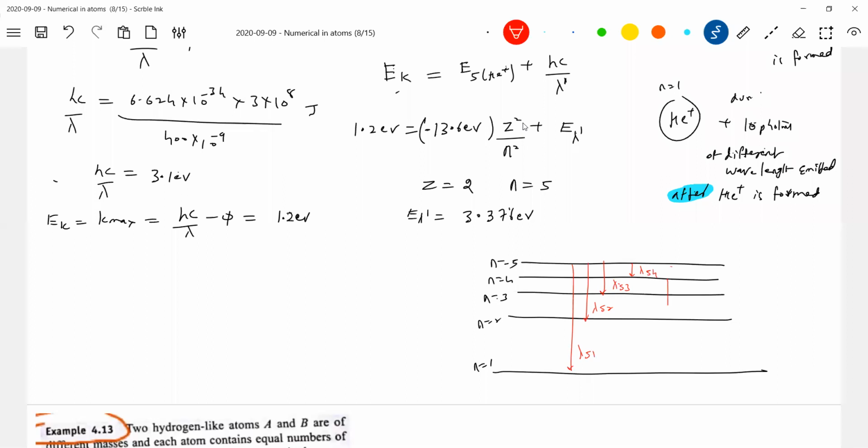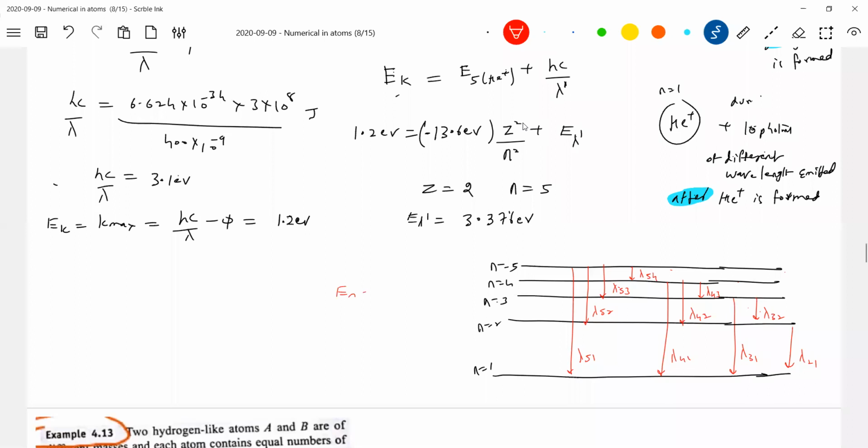Lambda 5,4, then lambda 4,1, lambda 4,2, lambda 3,1, next after this it will be lambda 3,2, lambda 2,1. 10 photons are there whose energy will lie. Rather than calculating lambda, I just want the energy levels of all these. So I directly use this formula: En is equal to minus 13.6 electron volt Z square by n square. In the exam, if you remember these values, you'll be in a better position. The difference of energy should lie between 2 electron volt and 4 electron volt.